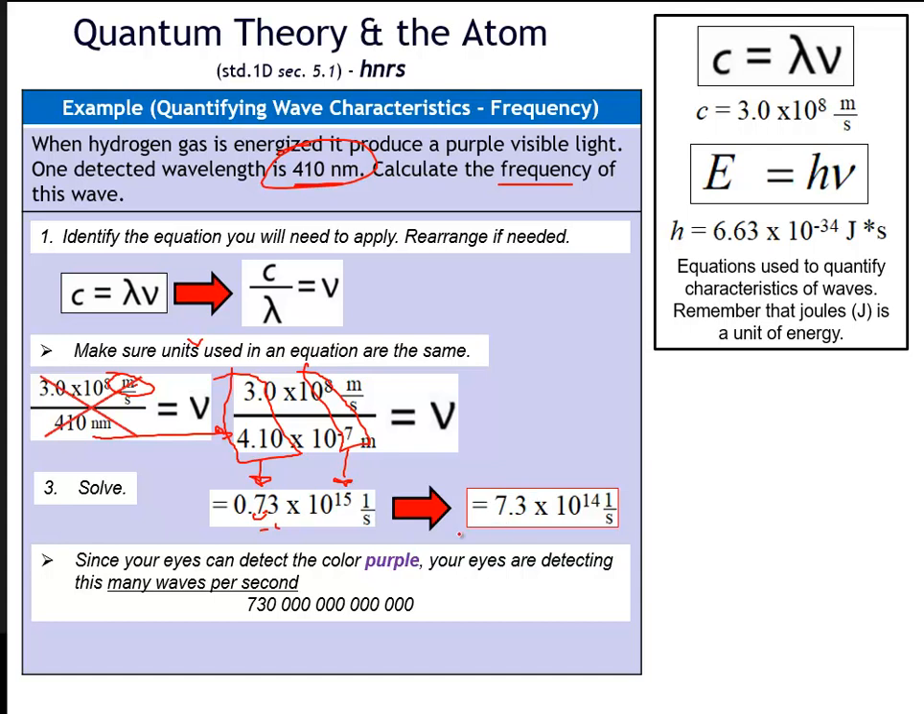So what does this mean, man? 730 trillion waves per second, 100,000 million billion trillion. That's how many waves per second our eyes can detect when we see the color purple, right?